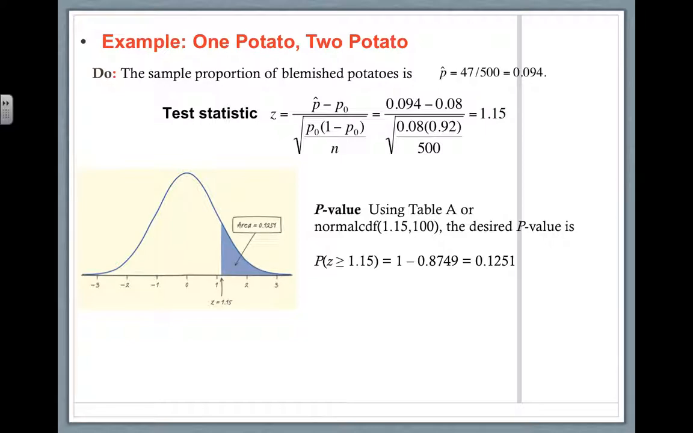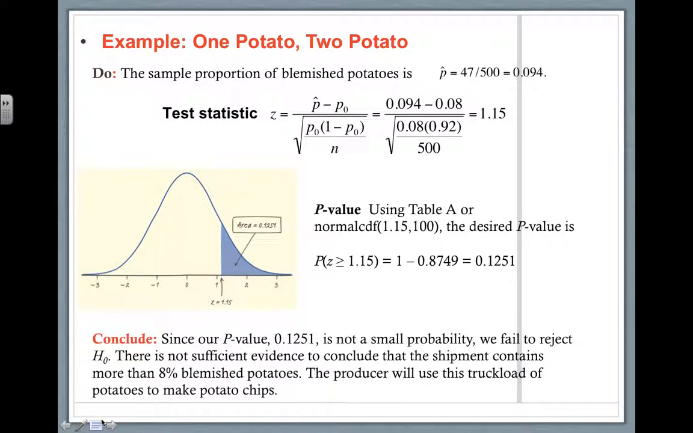You're just showing, and it's standardized, so you don't have to change the mean or standard deviation. It would just be 0 and 1, okay? And then this was one-sided, so we're just going to find the probability that our alternative hypothesis is greater than or equal to 1.15, which would give you a p-value of 0.1251. So our p-value is not a very small probability.